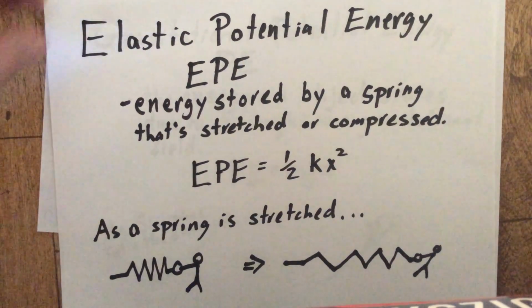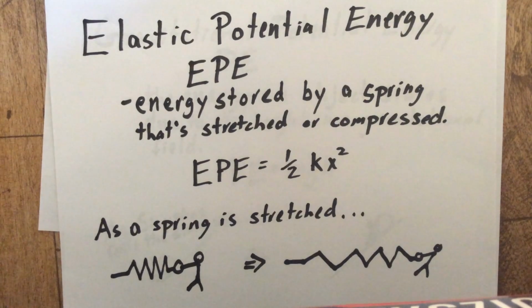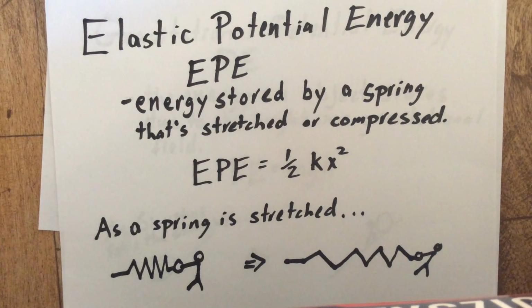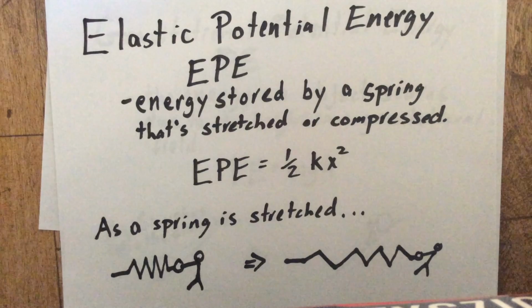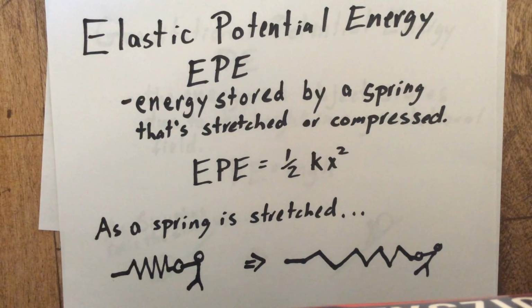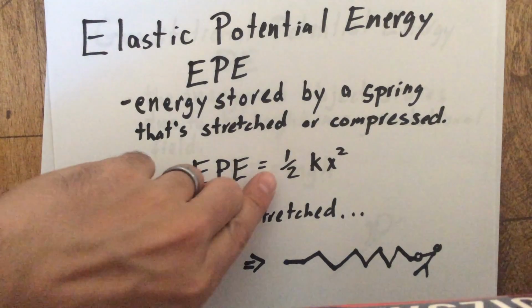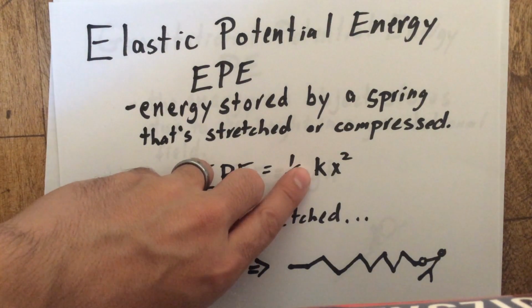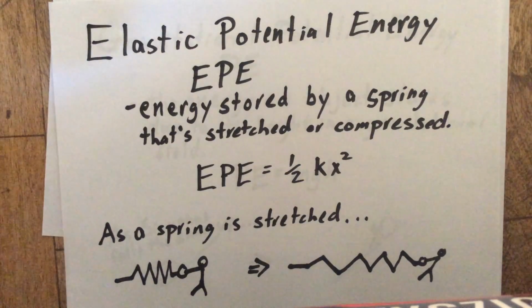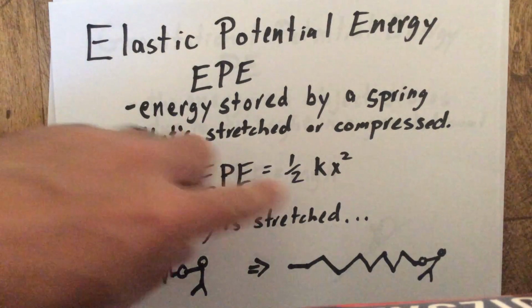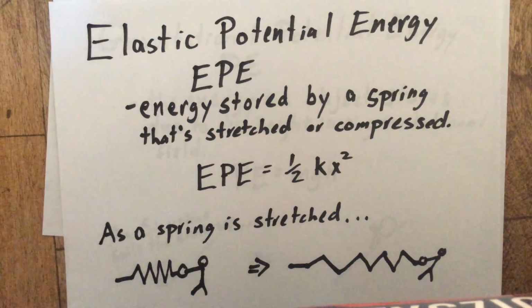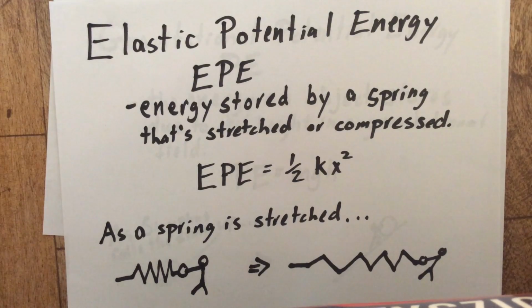Elastic potential energy, or EPE, is energy stored by a spring that's being stretched or compressed. So if I stretch out a spring, I give it elastic potential energy. The formula is going to be 1/2 k x squared. This k is something called the spring constant. It tells me how stretchy that spring is. And then x is how far it has been stretched or compressed. It doesn't matter if I stretch it or compress it. Both ways are going to store energy, and it's going to store the same amount.